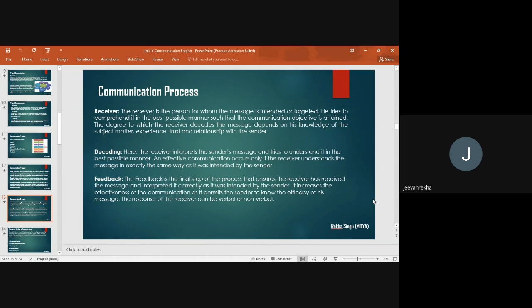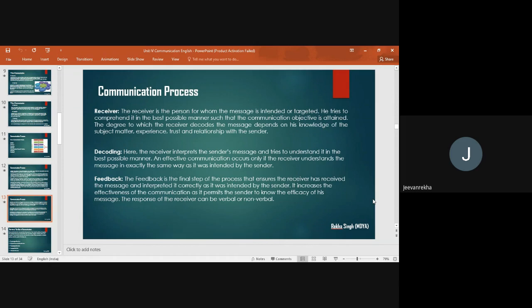He tries to comprehend it in the best possible manner such that the communication objective is attained. The degree to which the receiver decodes the message depends on his knowledge of the subject matter, experience, trust, and relationship with the sender. See, we have a very good relationship. We have a very good bond. I have a very good bond with you. You have a very good bond with me.